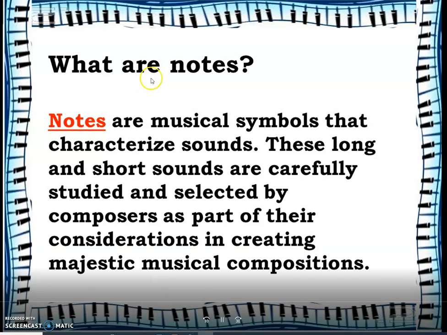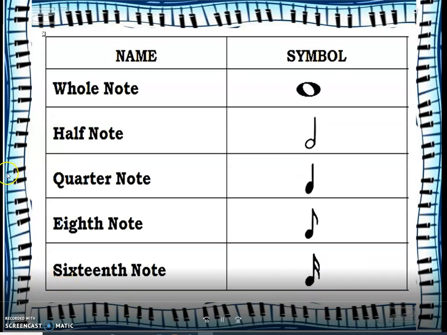First, what are notes? Notes are musical symbols that characterize sounds. These long and short sounds are carefully studied and selected by composers as part of their considerations in creating majestic musical compositions. These are the kinds of notes.